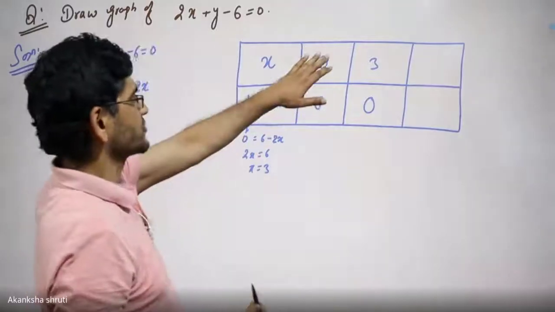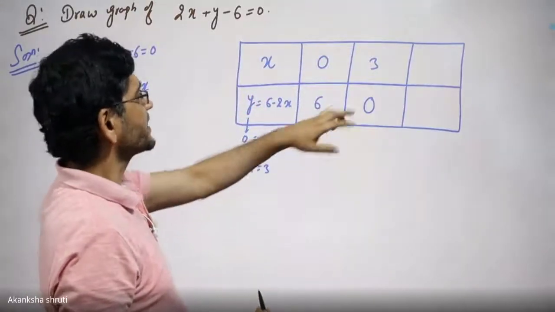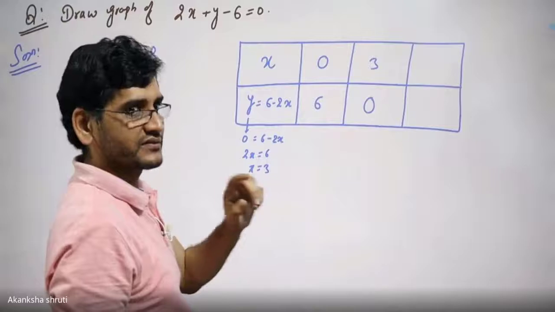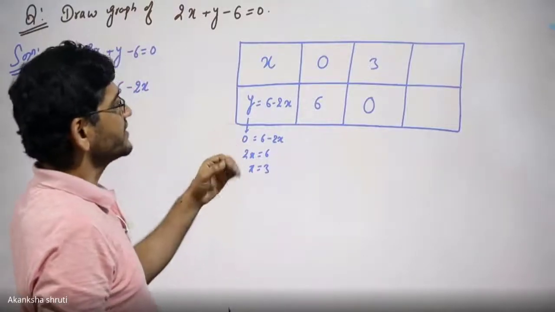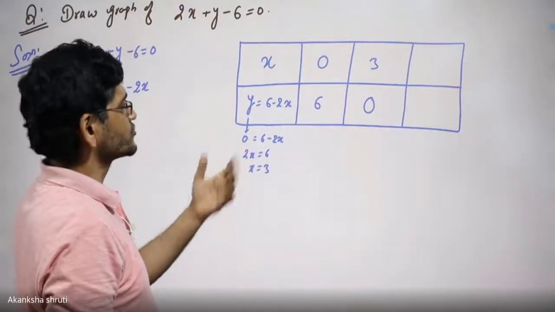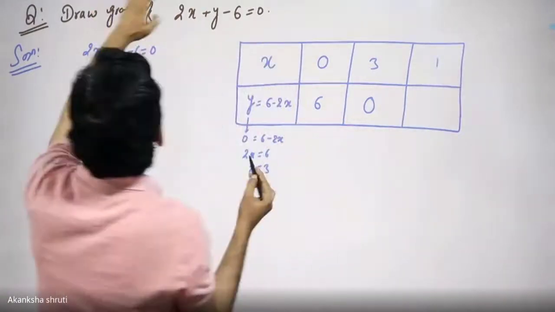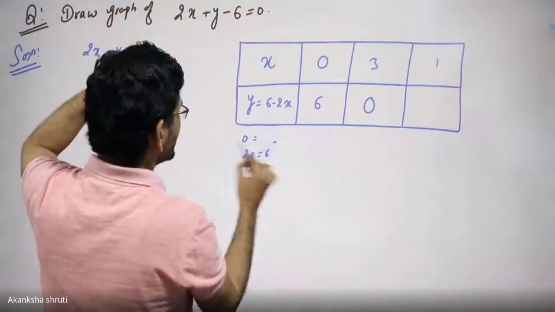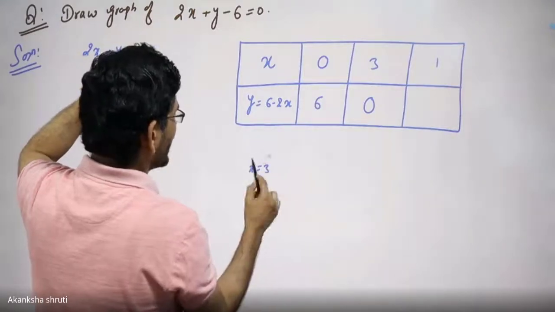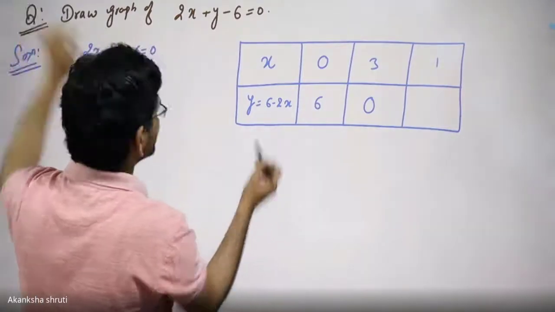So take x equals to 0, calculate y. Take y equals to 0, calculate x. These are the tricks. Another, take one more suitable value. Let us take x is equals to 1. Students, while taking x is equals to 1, we have to calculate the y. That calculation can be done here itself.